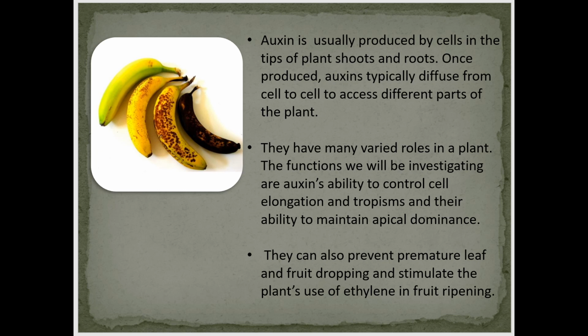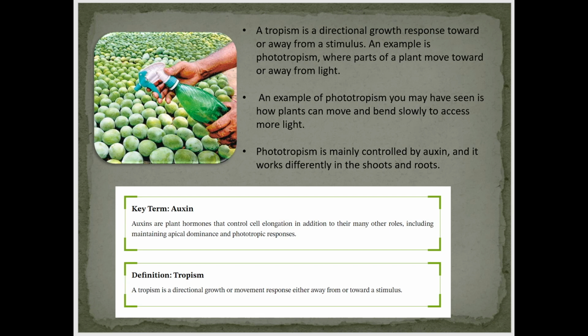They have a variety of roles in plants. The functions we will be investigating are auxin's ability to control cell elongation and tropism, and its ability to maintain apical dormancy. They can also prevent premature leaf and fruit dropping and stimulate the plant's use of ethylene in the fruit ripening process. A tropism is a directional growth response towards or away from a stimulus. An example is phototropism, when part of the plant moves towards or away from the light. In phototropism, you can see how plants move and bend slowly to access more light in shaded areas.